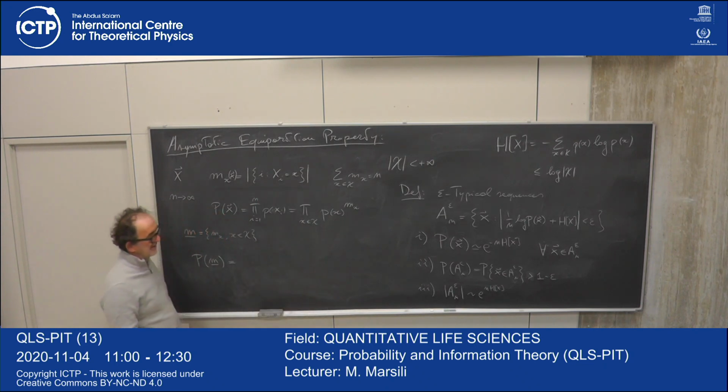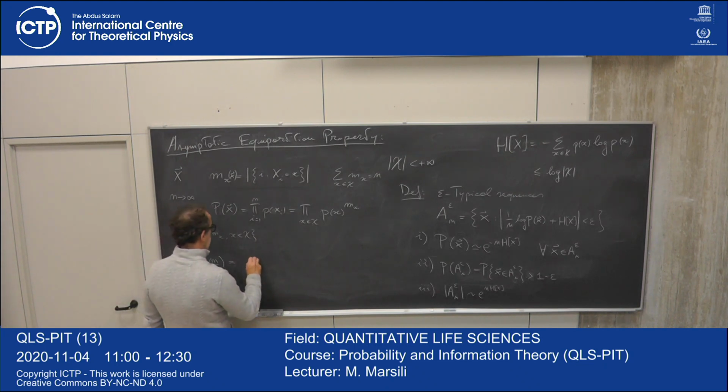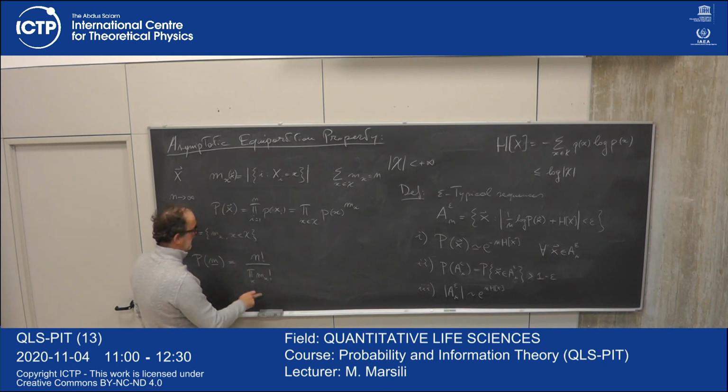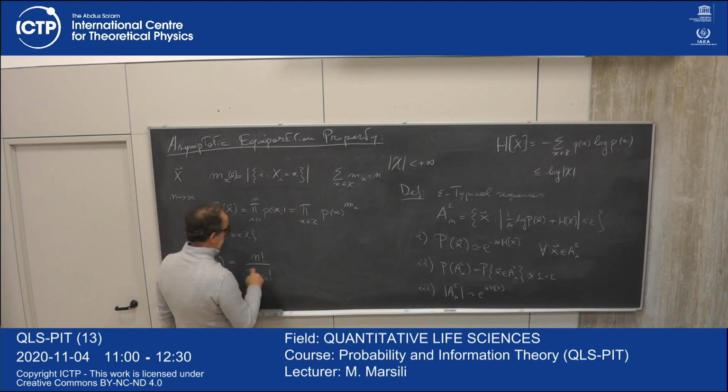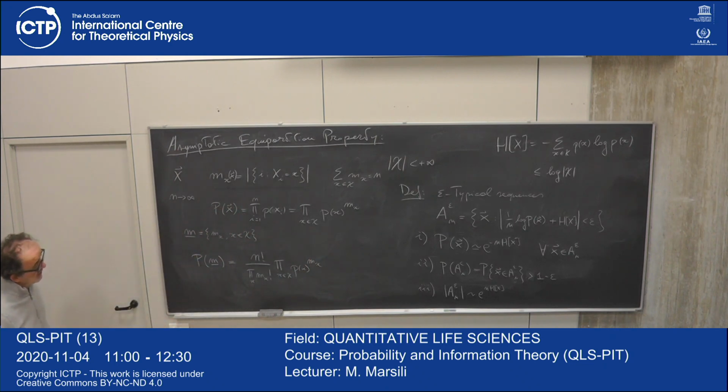And then how many sequences are there? Well, it's just a multinomial factor. So this is the number of sequences that have the same counts, the same m of x, and the probability of each of them is just the product over x of p x to the power m of x. Okay. This is just the multinomial distribution.